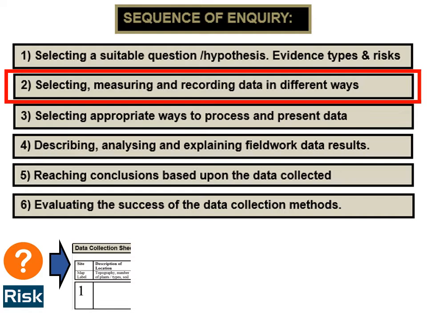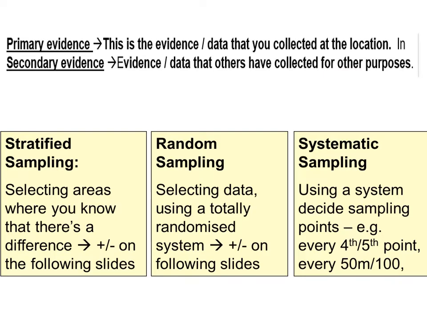Next, we're looking at selecting and measuring recorded data in different ways. There's two different types of evidence. One's primary evidence, so that's evidence that you'll collect yourself. You look at the information in front of you, look at the fieldwork site in front of you, whatever you're studying, and collect the information yourself, maybe on a clipboard or audio recordings, or even video or pictures.